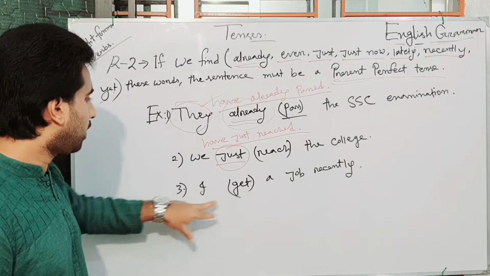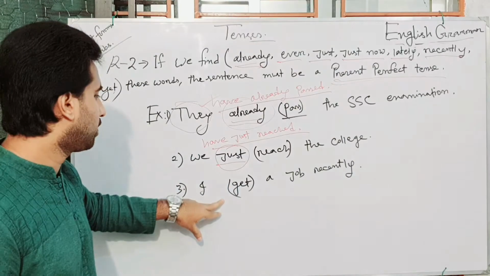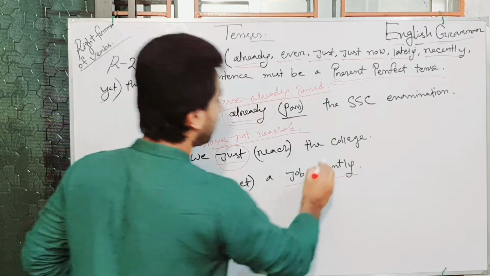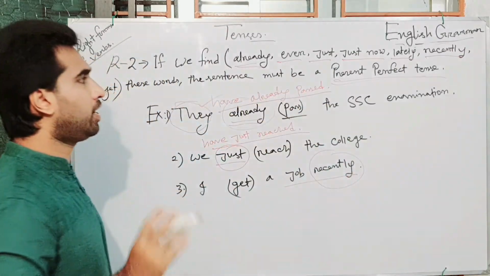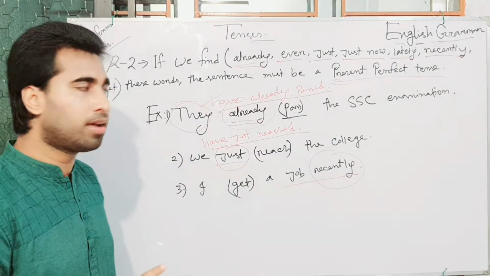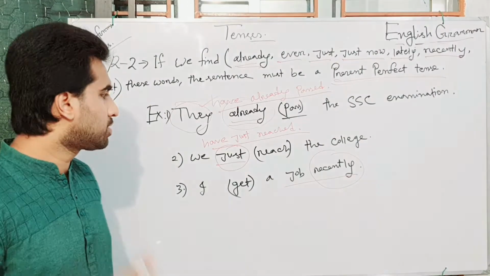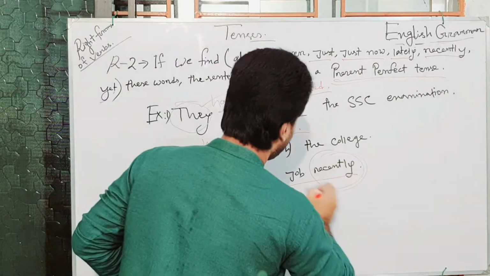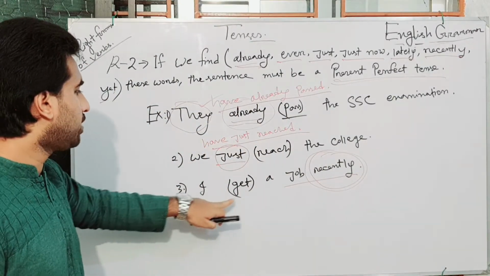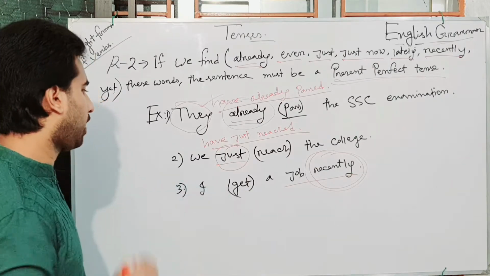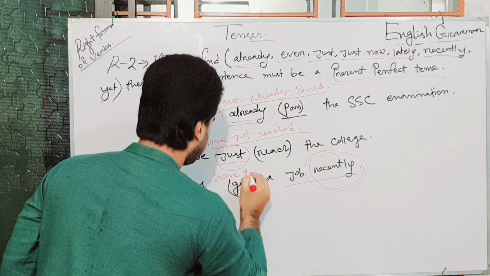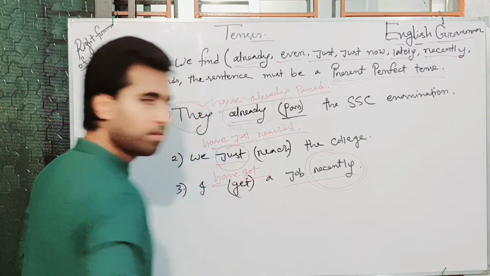And the third one is: I dash a job recently. Here get is the verb. As we find this word recently, or words like already, ever, just now, lately, recently, or yet, the sentence must be in a present perfect tense. So I have got a job recently.